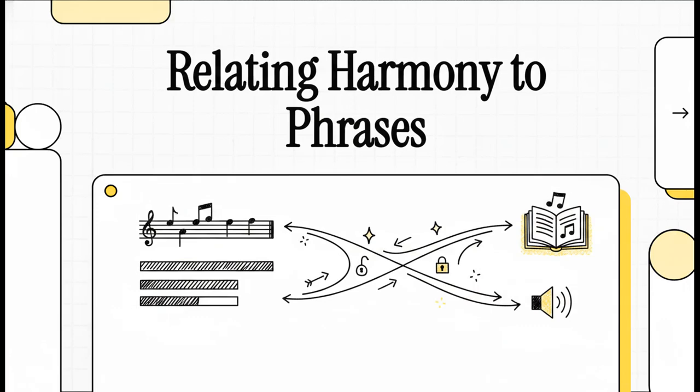Okay, let's dive right into this explainer and uncover the secret architecture behind the music you love. Today's tutorial is all about relating harmony to musical phrases. Whether you're analyzing a classical sonata or trying to write the next big pop hit, understanding exactly how harmony interacts with melody is absolutely crucial. It's literally the key to making music that actually goes somewhere.